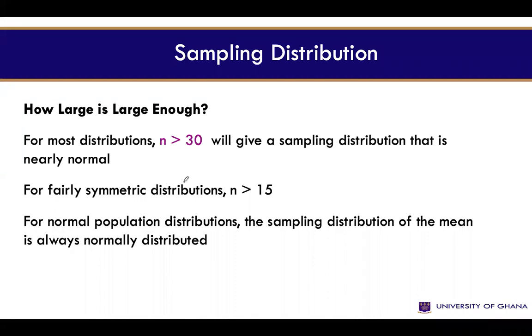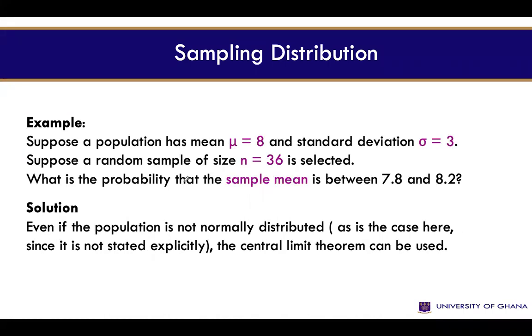So this is the situation we find ourselves in, and this is what we will be looking at. Let's take, for example, a population that has a mean of 8 and a standard deviation of 3, and then a random sample of size 36 is selected. What's the probability that the sample mean is between 7.8 and 8.2?